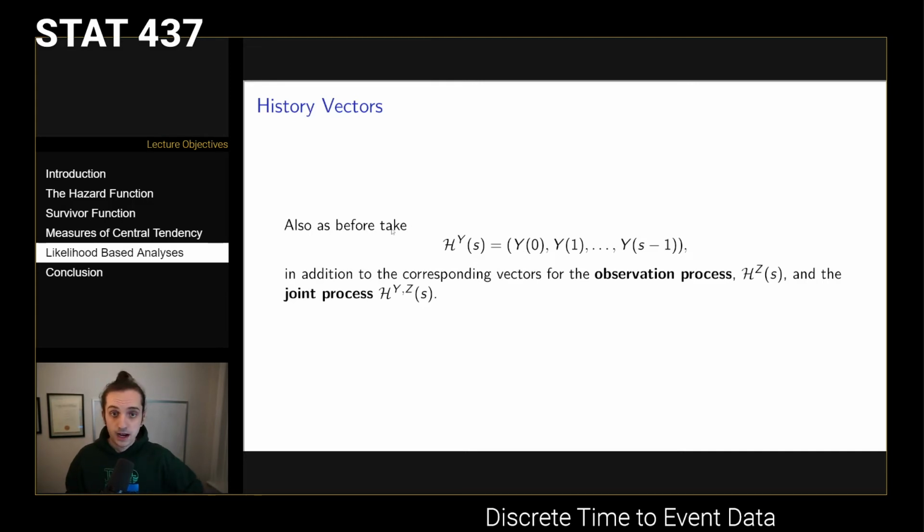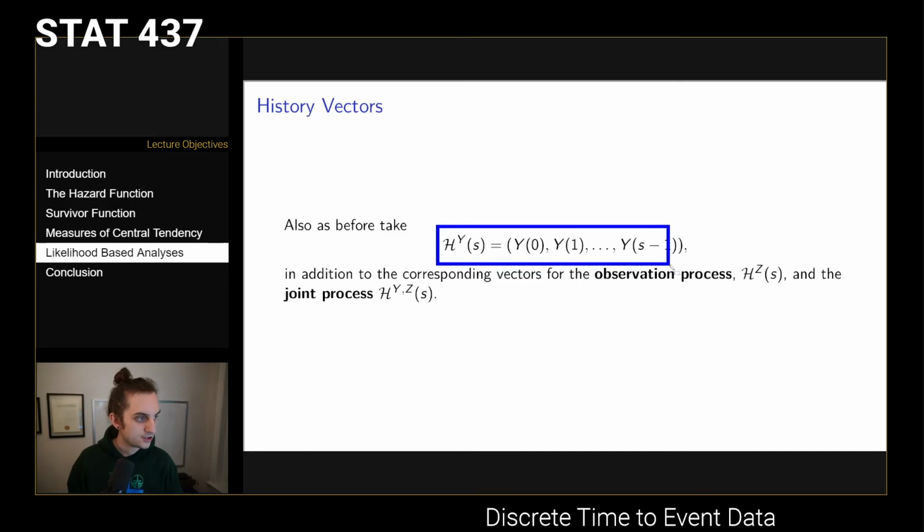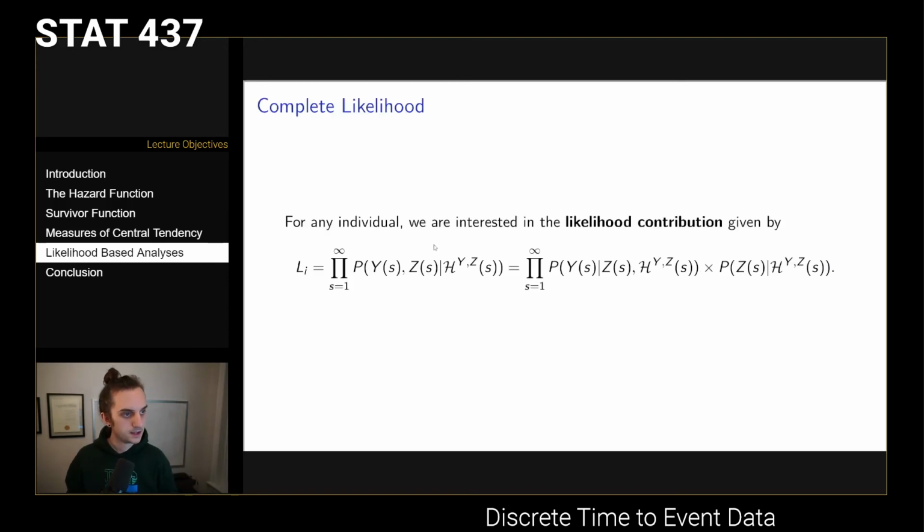We're also going to, as before, define these history vectors, right? So I have this fancy H with a Y superscript, and that's just going to include all of the states up to time s-1. And then we could also do similar notation with the process for the censoring process and the joint process as well, right? So it's just the same notation being extended out there to capture all of this history.